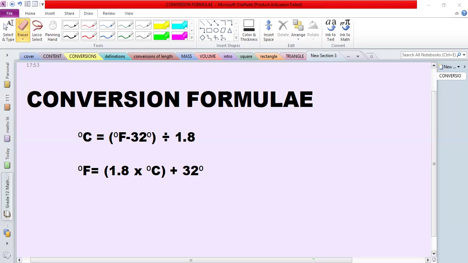Interpreting conversion, degrees Fahrenheit minus 32 divided by 1,8. Okay, I can see 216 plus 32 is 248 degrees Fahrenheit.